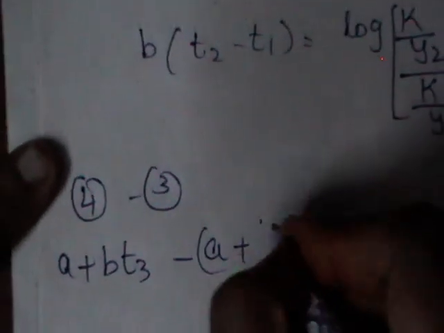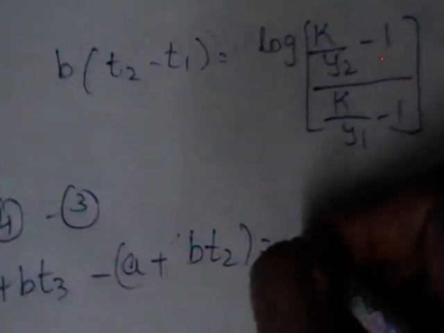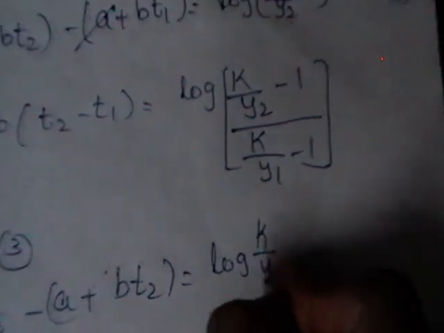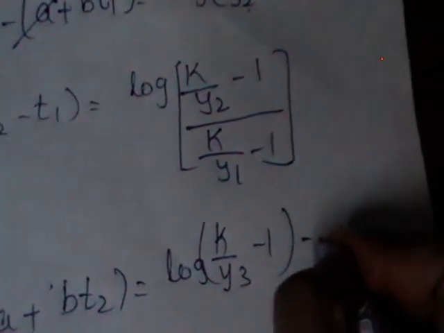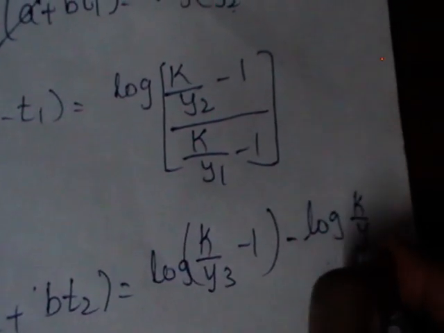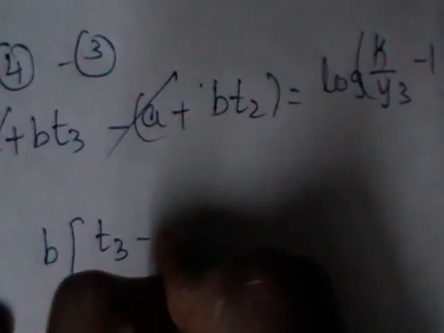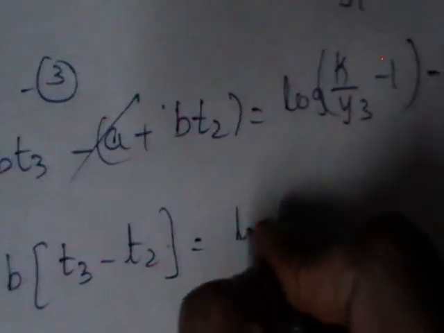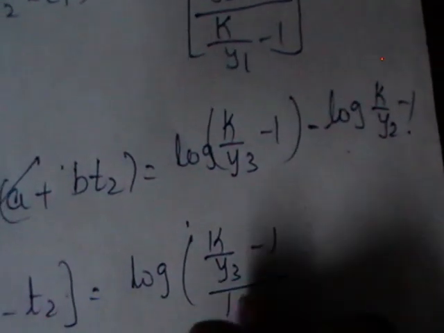We will get that as a plus b t3 minus a plus b t2 is equal to log k by y3 minus 1 minus log k by y2 minus 1. A cancels. If you take out b common, you will get t3 minus t2 is equal to log, again log a by b, of (k by y3 minus 1) by (k by y2 minus 1). Let us name this as equation number 5, equation number 6.